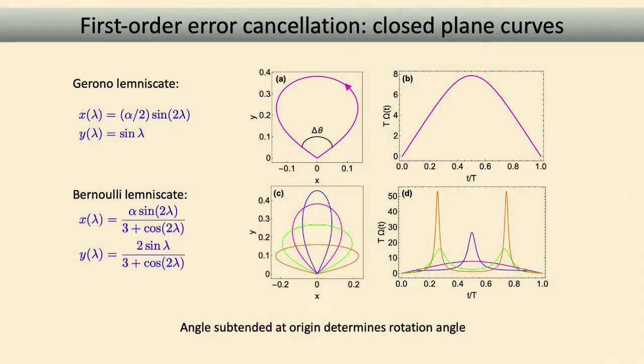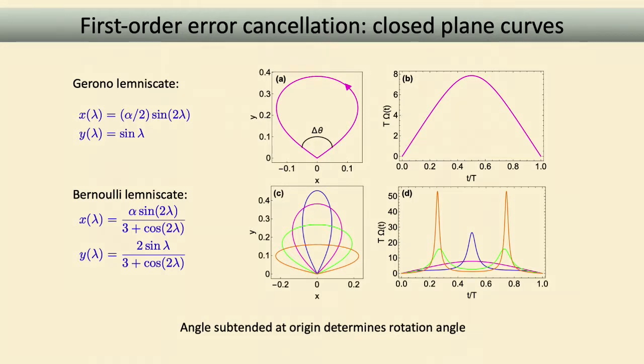Any closed curve that has the same opening angle will give me a pulse that's robust to first order. And this is the general solution to this problem. Any pulse which achieves robust evolution corresponds to one of these closed curves. So here's an example of a closed curve, and here's the pulse that comes out. If you draw a nice smooth curve, you get a nice smooth pulse, since the pulse is just the curvature.